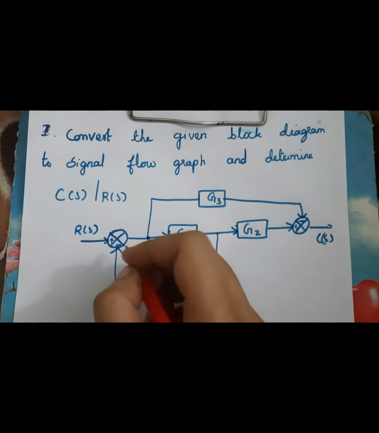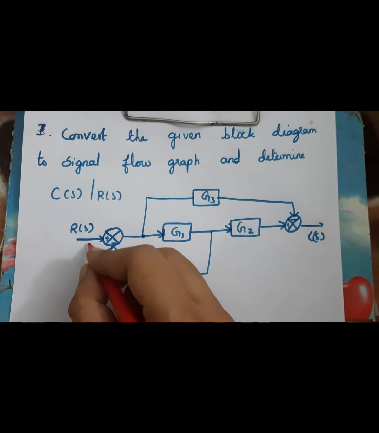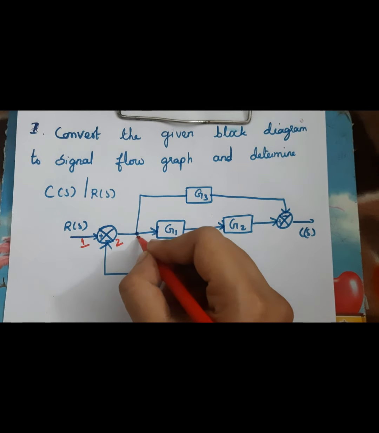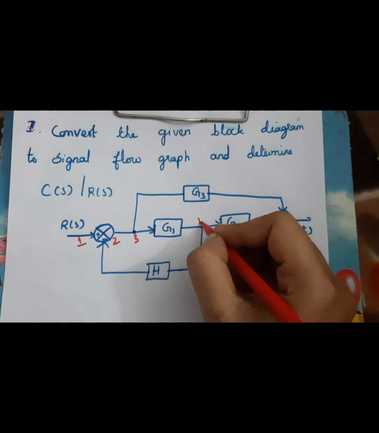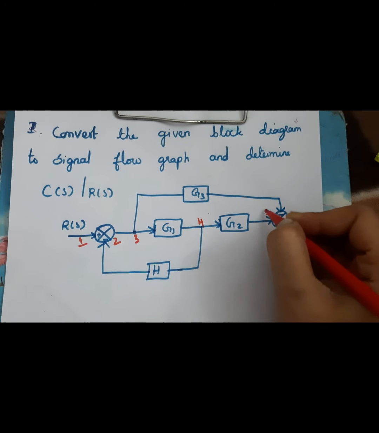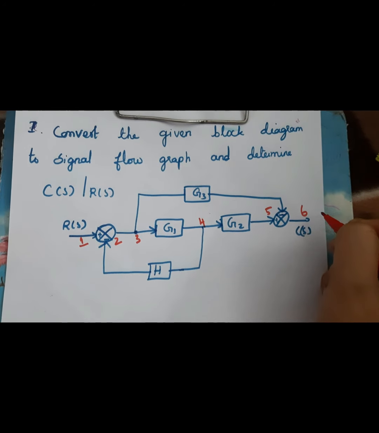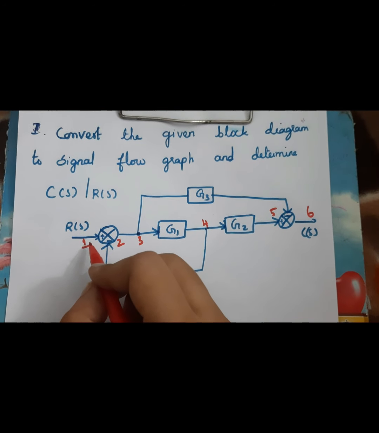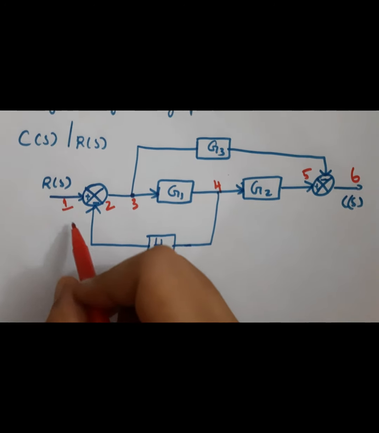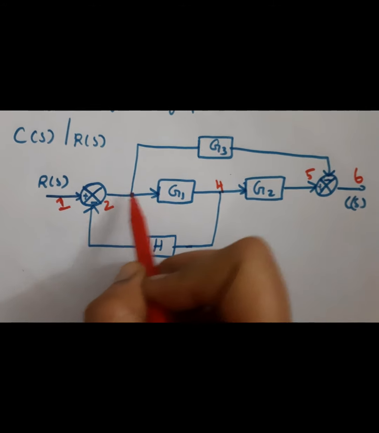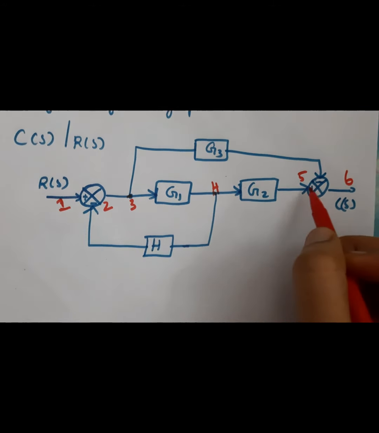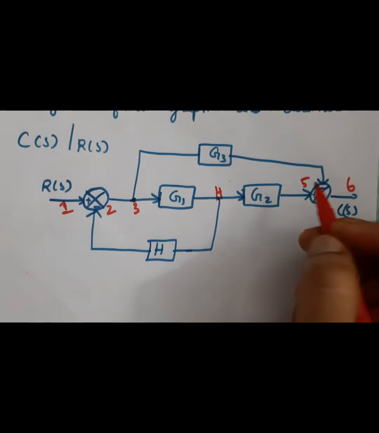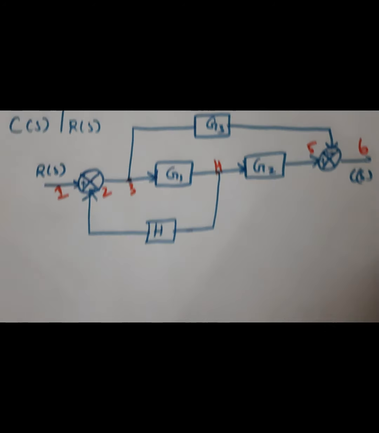For that we consider the points: this is 1, this is 2, this is 3, this is 4, this is 5, and this is 6. So make points like this. This one is 1, then 2, 3, 4, 5, and 6. So in total we have 6 points here.